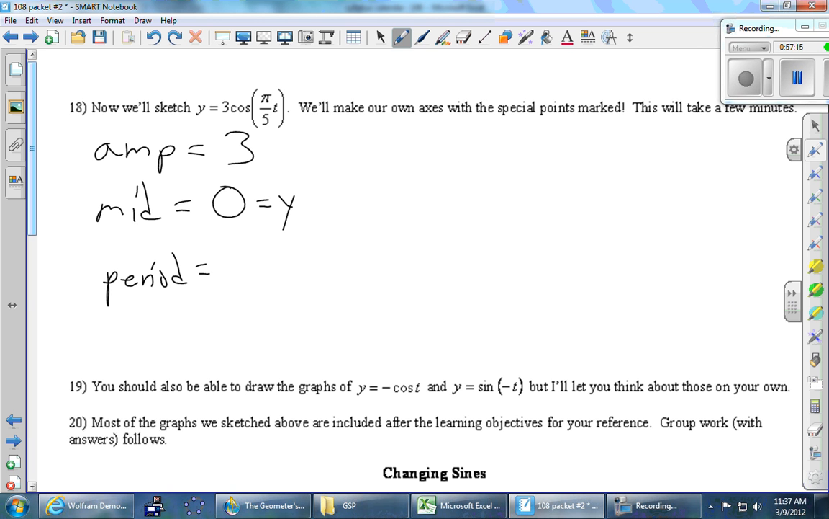The period is the new part. It requires calculation. It's 2 pi divided by b. 2 pi divided by pi over 5.